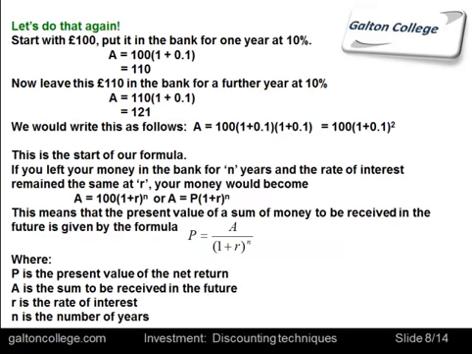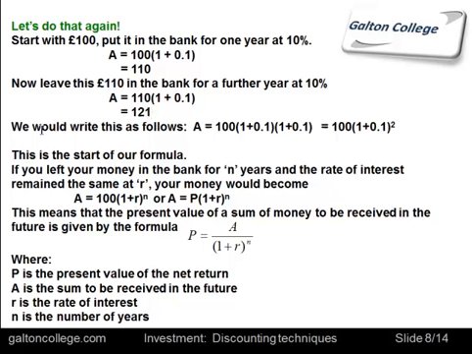Let's do that again. Start with £100, put it in the bank for 1 year at 10%. The amount we get back is equal to the principal, £100, that's what we put in, times 1 plus the rate of interest, 10%, 0.1. £110. Now leave the £110 in the bank for a further year at 10% and it'll become £121.